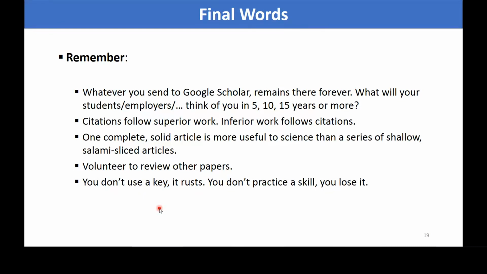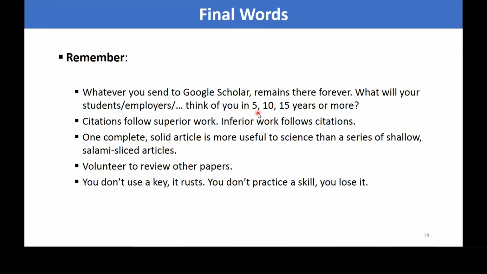First of all, remember this. This is very important, so please pay attention. Whatever you send to Google Scholar now, whatever you write now, whatever you publish now, most probably, unless some apocalypse or something happened to this world, it will remain there forever. So think about this. What will your students, your employers, your colleagues, your friends, your family think of you in 5, 10, 15, 20 years or more? This will be there forever.